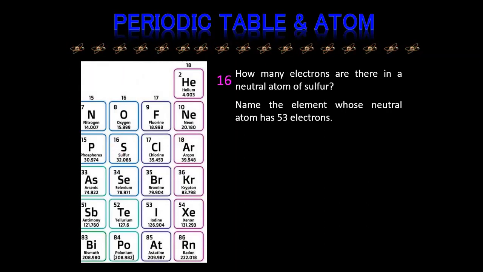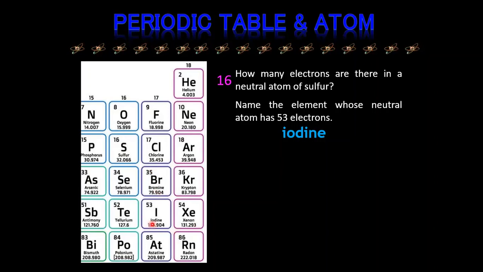Now we want to name an element whose neutral atom has 53 electrons. This time, I want the name of the atom, or the name of the element. So it's neutral, it has 53 electrons, okay? And the answer is iodine. So here is your iodine.